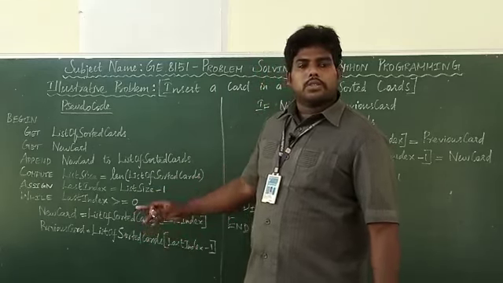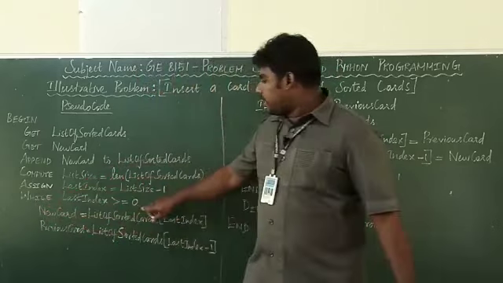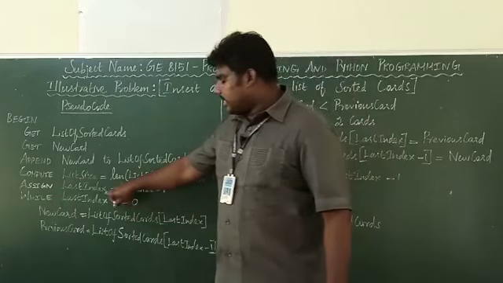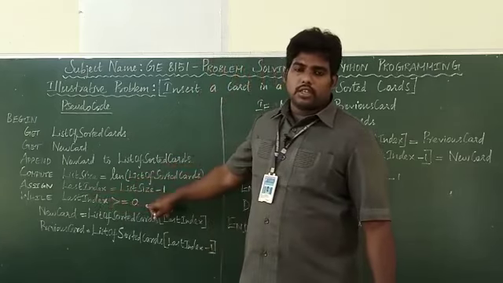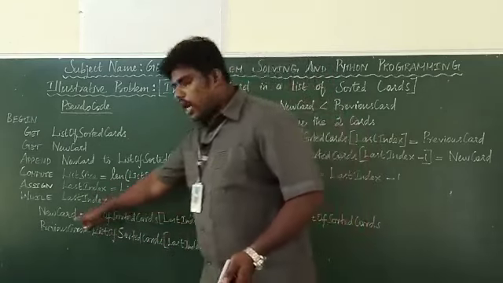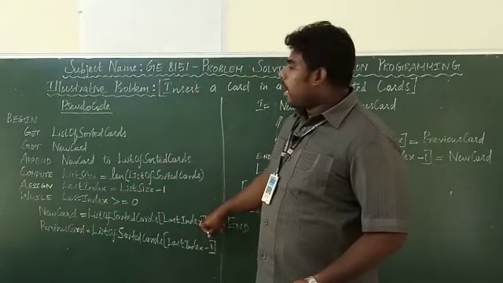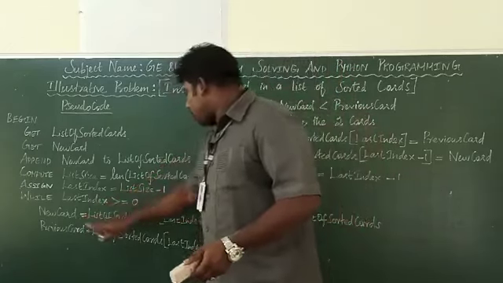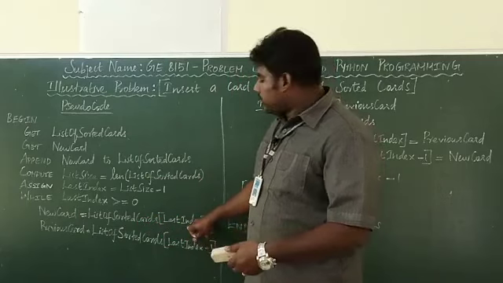Now your loop is going to start. Here you are using the keyword loop while. While, what's the last index? Here last index is nothing but size minus 1, right? So last index greater than 0. You are checking whether the last index is greater than 0. If this condition is true, we are assigning the new card. New card equals list of sorted cards at last index. Actually, only at the last index is your new card, right? So you are assigning that position: new card equals list of sorted cards, which is your list, at the last index position.